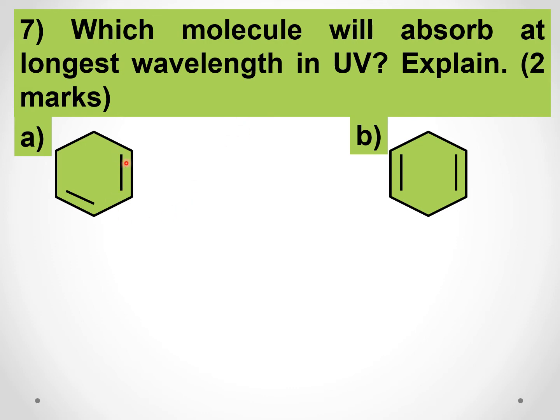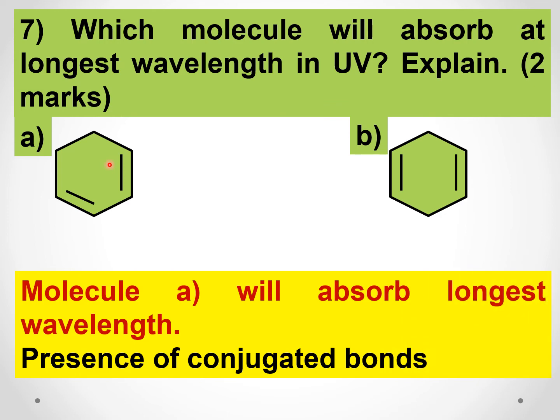You can see here there is a double bond, single bond, double bond. There is conjugation here. Here double bond, single bond, single bond, double bond, so there is no conjugation. Conjugation means one double bond, then one single bond, then one double bond, like that. Here there is no conjugation, but here there is conjugation. So molecule A will absorb the longest wavelength because of the presence of conjugated bonds.